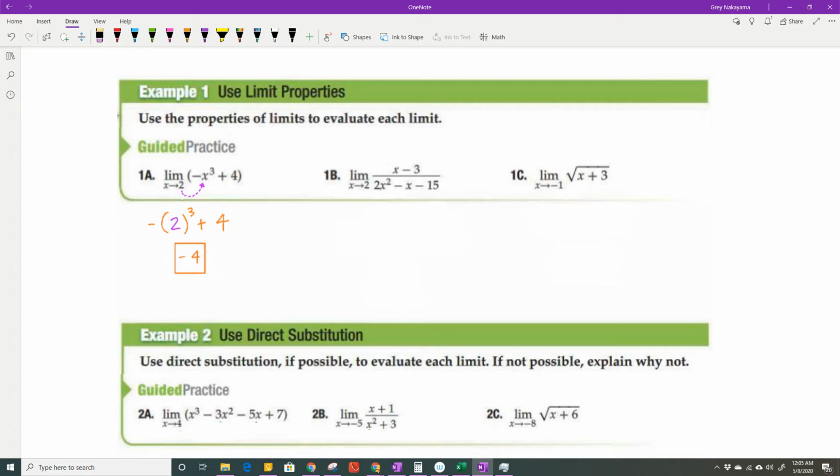Okay? The limit as x approaches 2 of x minus 3 over 2x squared minus x minus 15. How many different x's do I have in there? 3 of them. So I've got to put it in 3 different places, and you'll see me write that. I'm plugging a 2 in for x everywhere I see it, putting parentheses around it.